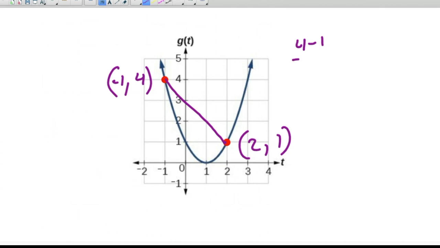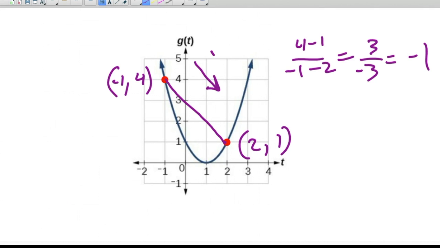So then 4 minus 1 over -1 minus 2. 3 over, negatives, how do I do that? -1 minus 2, I think that's -3. And that gives me -1. And that makes sense because you see it's going this way. It's decreasing.